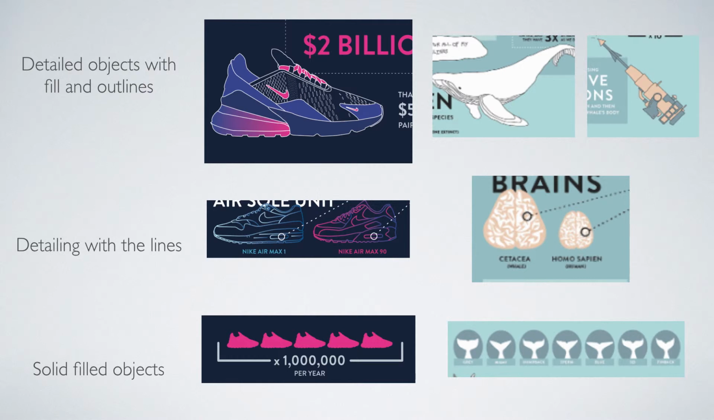And then color is used for these graphics as well. Then there are graphics where lines are just used for the detailing. We can see that in the brains, most of the detail comes from just the lines itself. So I try to use this with an outline for my shoes too. Then there are also solid filled objects that are used to represent the object more simply as symbols.